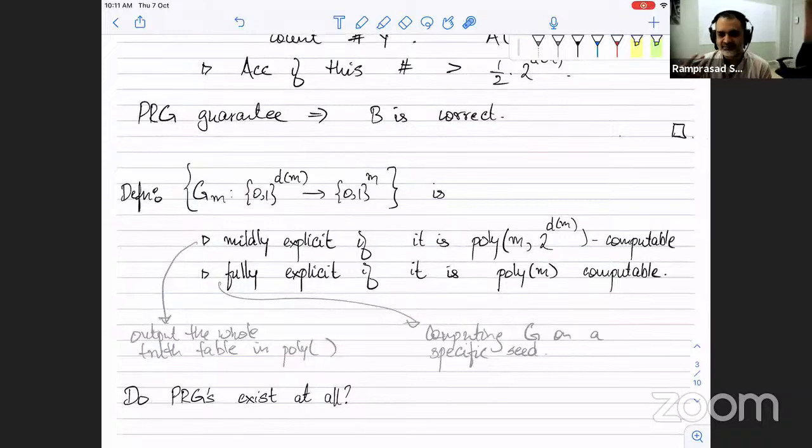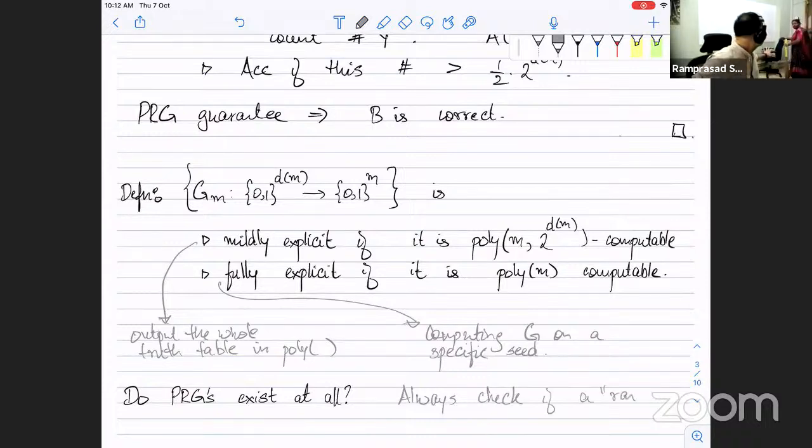Okay. So now let's ask the most basic question. We are saying that this particular object is super useful. It allows us to get rid of randomness, etc. But why do these things even exist? Why do we expect there to be functions that stretch d bits into m bits that are supposed to somehow fool all randomized algorithms? Why should that even be there? And whenever you're dealing with pseudorandom objects, it's always good to first check if a random object works.